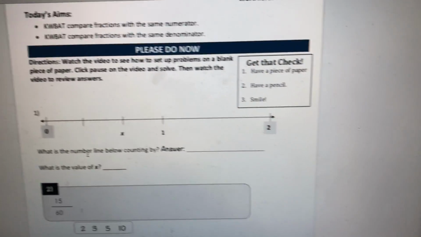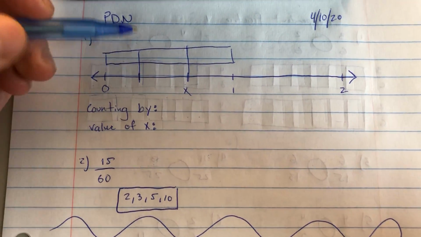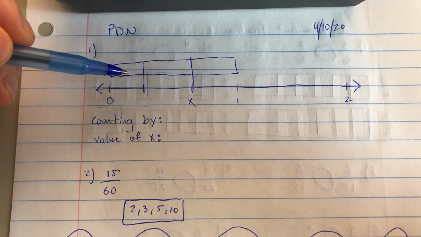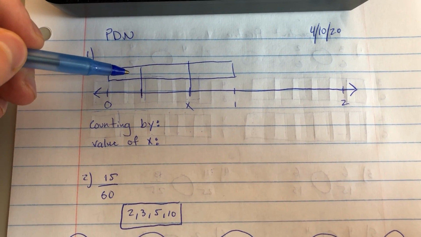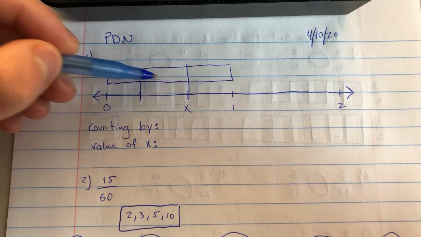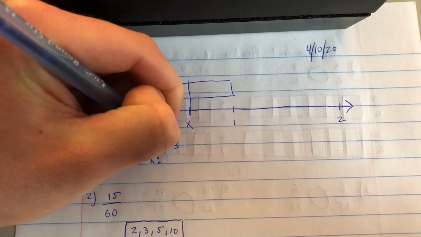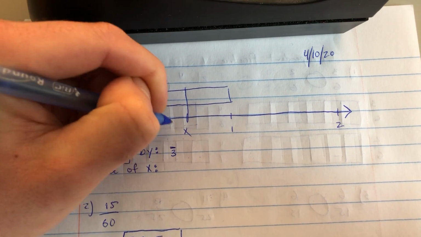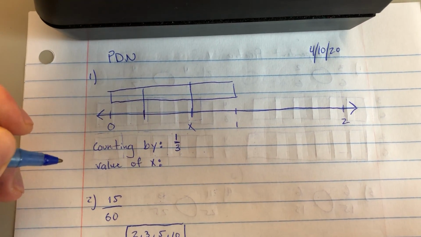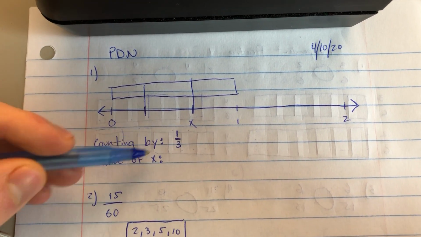Let's look over at our PDN. We have 2 questions for our PDN. The first one is asking us, what is this number line counting by? I see that there are 3 parts of my whole, 1, 2, 3. So I already know that that's my denominator, and each box is worth 1. So this number line is counting by 1/3.